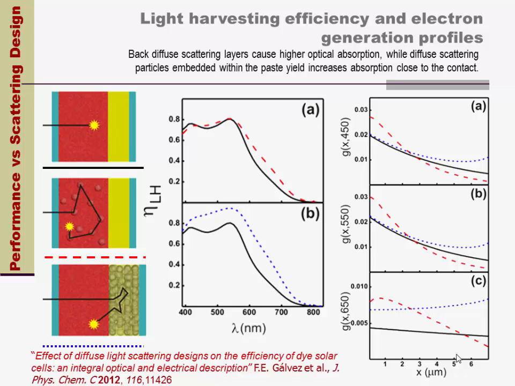On the other hand, in the case of the diffuse scattering layer in the back, I have a very different electron generation function. So in principle, if I have a look at this, the collection is better for this one. I'm favoring collection, but the absorption is better with this design. So what is going to determine that one design is better over the other?